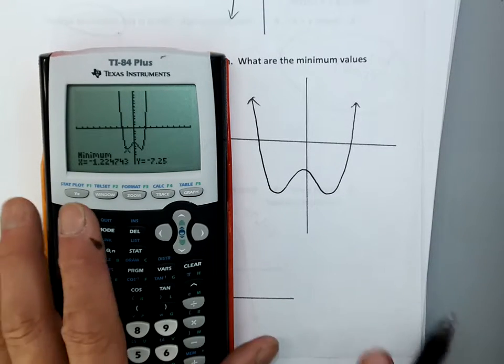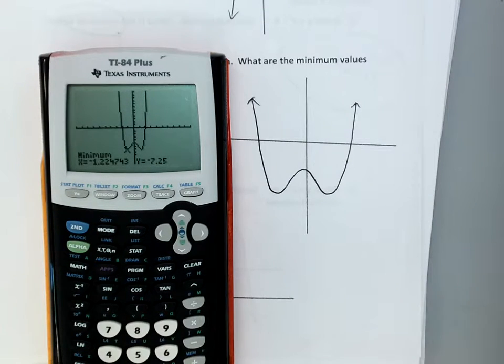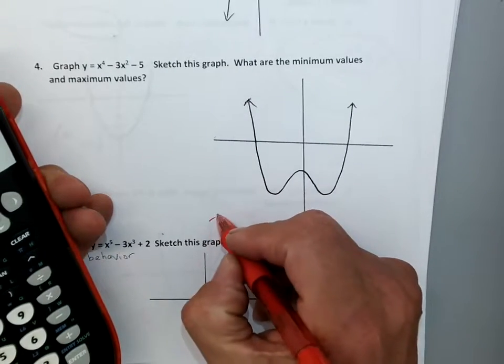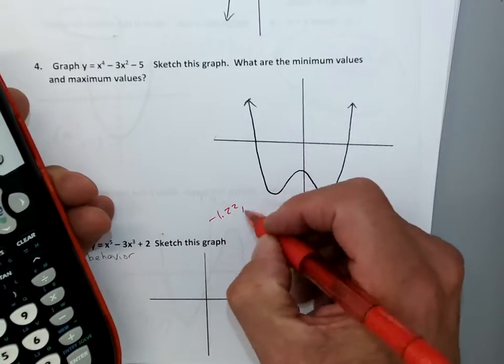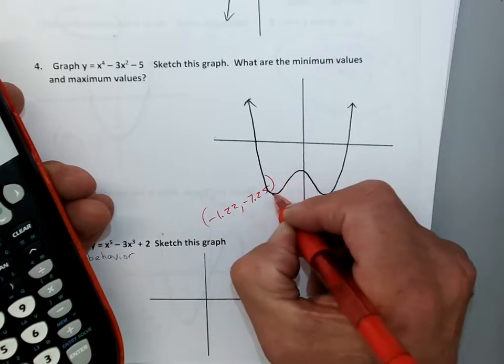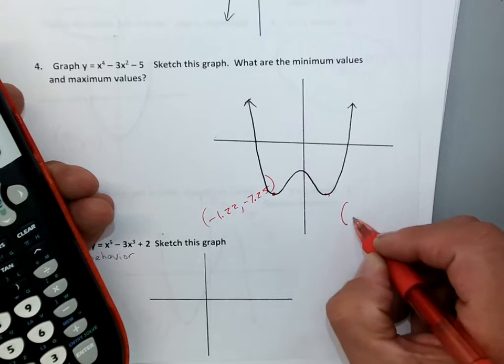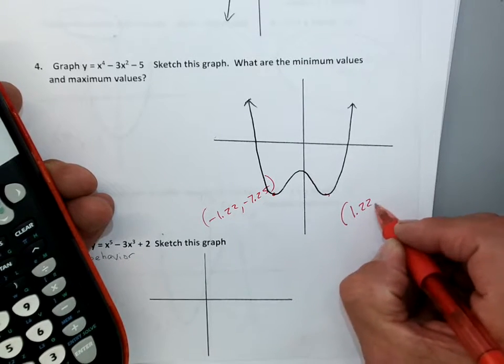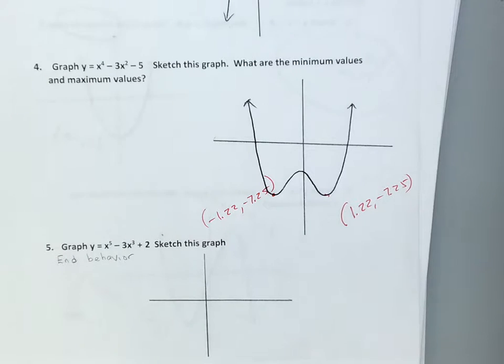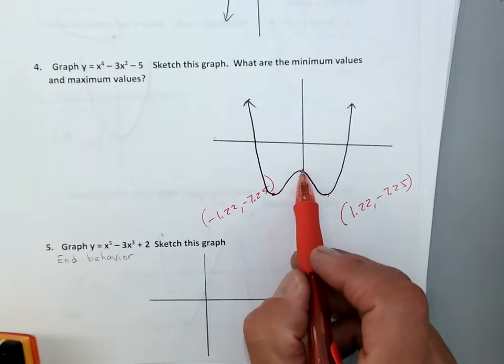So the minimum then is at negative 1.22, comma, negative 7.25. But then down here, this point's got to be a positive 1.22, negative 7.25. So we've got both of them, right? Because it's symmetrical.